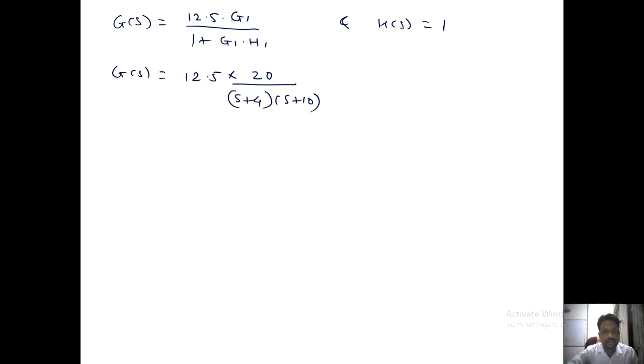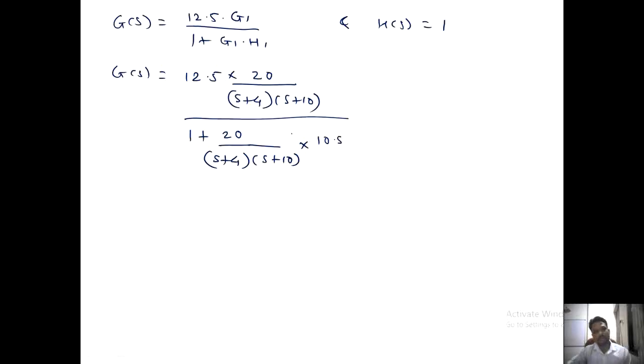So it is 12.5 into g1 by 1 plus again 20 by s plus 4, s plus 10, into 10s. This is your g of s. So we need to solve this.